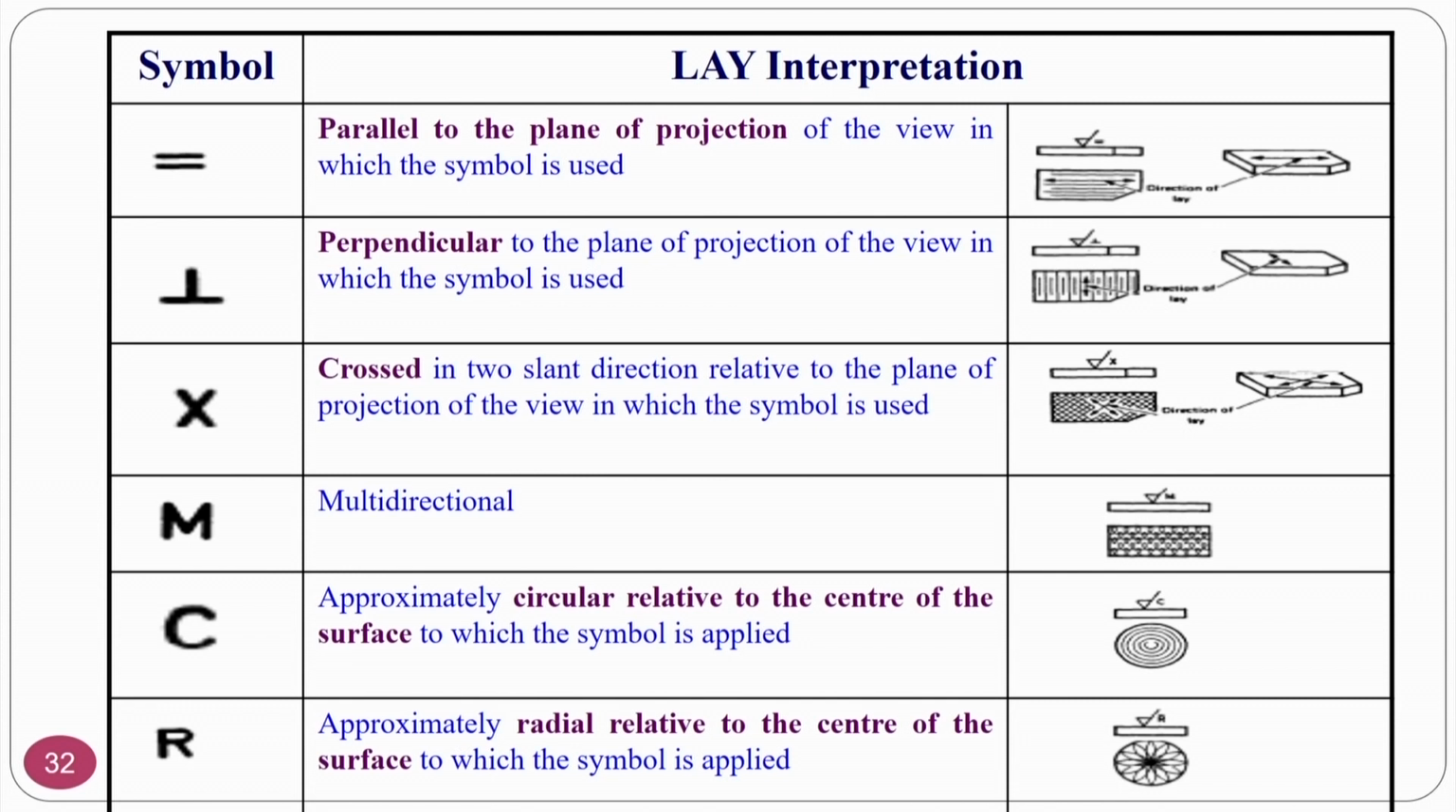If you see the symbol here, it is represented by the symbol, and at the same time the lay interpretation and corresponding picture. So, these two parallel lines represent parallel to the plane of projection of the view, which is the symbol used. That means a parallel lay, that is, the predominant surface direction is a parallel line. Like I have a surface here and my surface roughness lay pattern is like this.